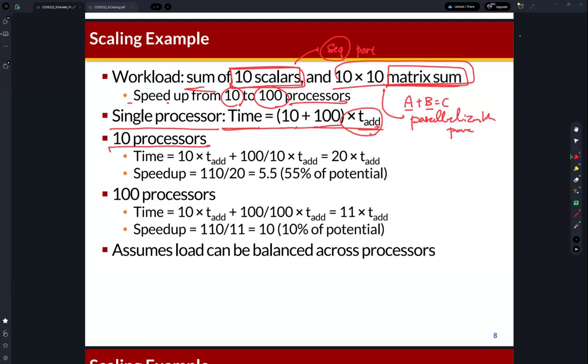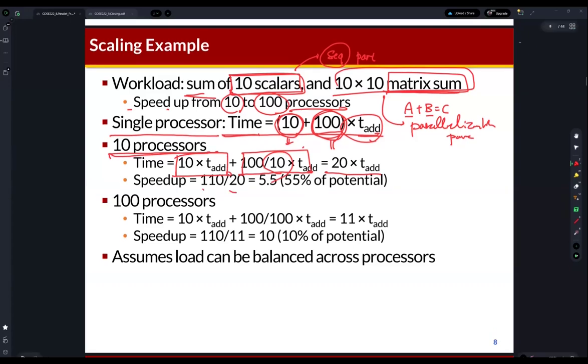As I mentioned, this part is the sequential part, so this part cannot be improved. We can just improve this part. How much? Using 10 processors, the sequential part is the same, and the parallelizable part is divided by 10. Then the total execution time is 20 T add. So what is the speedup? Speedup is 110 divided by 20, which is 5.5.